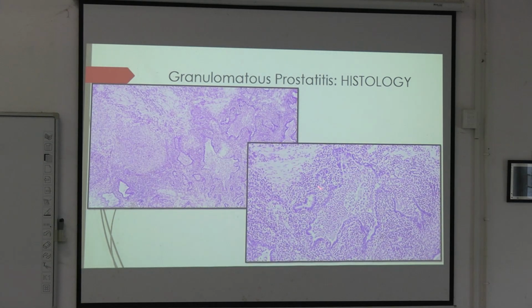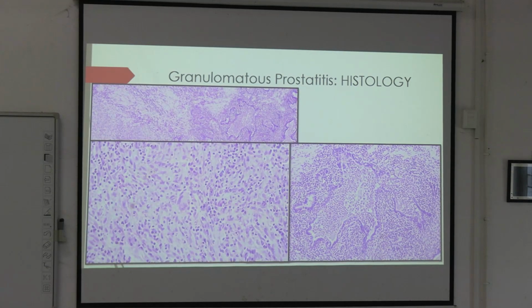On higher power, you can see there is dense inflammation. All these blue cells are the inflammatory cells, okay? And on higher power, you can see these giant cells. These are the multinucleated giant cells, which are foreign body type, okay? And this inflammation is happening due to the spillage of the secretions from the glands to the surrounding stroma, okay?